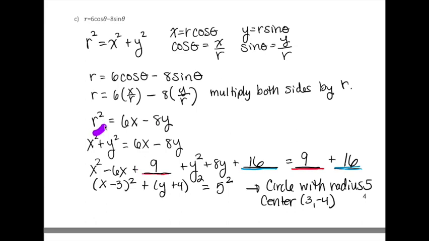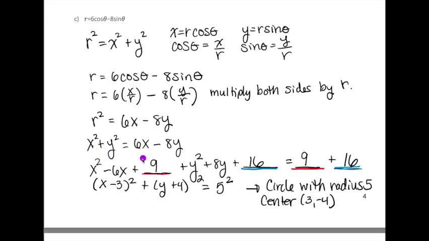And then I also know I can replace r squared with x squared plus y squared. So now I have x squared plus y squared is equal to 6x minus 8y. Because I've done conic sections before, I recognize this as possibly being a circle or an ellipse. So I'm going to work it in that direction by completing the square.